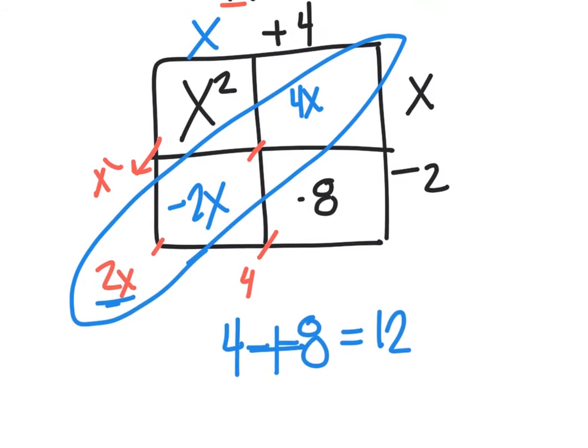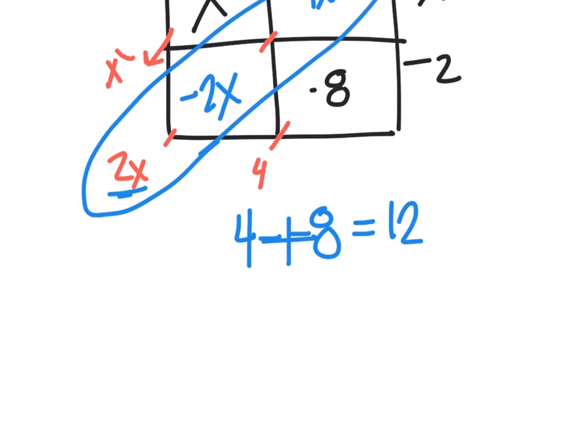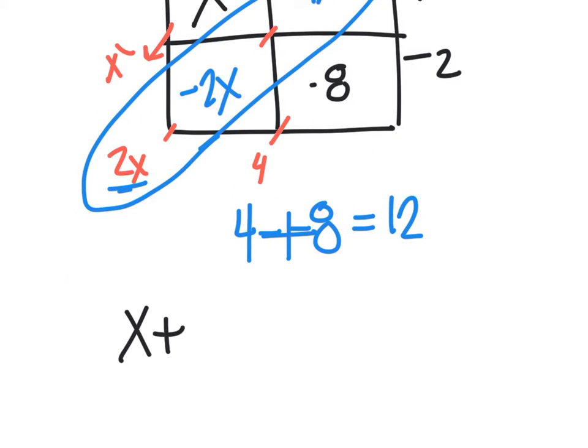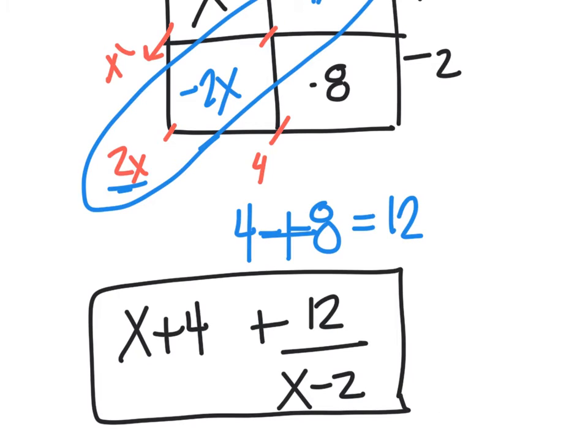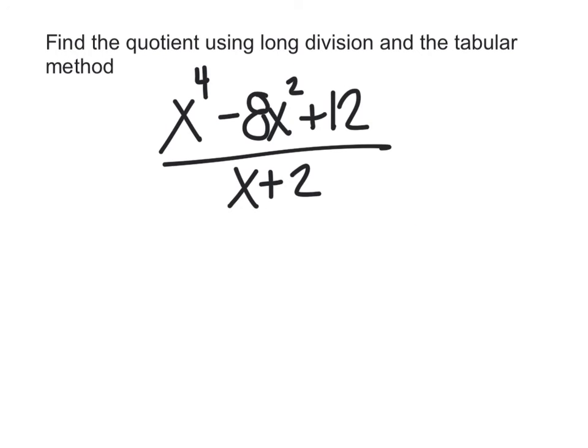So for my final answer again, I would say that's x plus 4 plus 12 over the divisor x minus 2. So you can say with either method, you get the same answer. It's pretty much just a choice of what you feel more comfortable with. Do you like the long division or the tabular? All right, find the quotient using both long division and the tabular method.